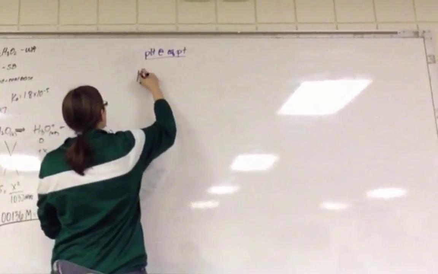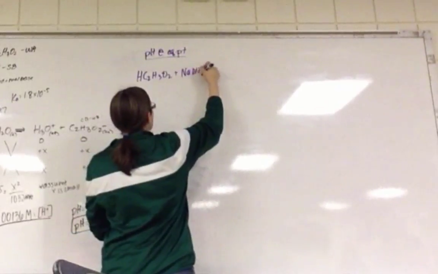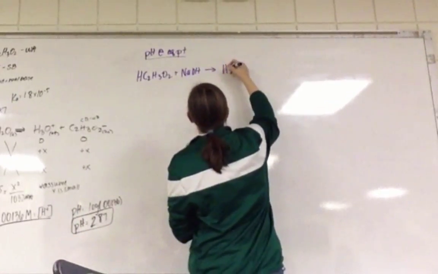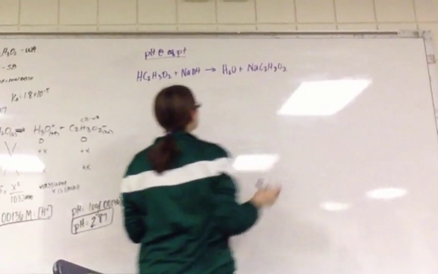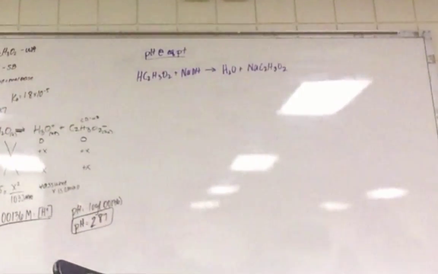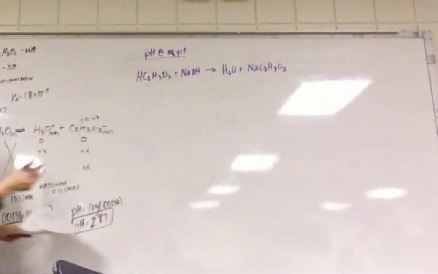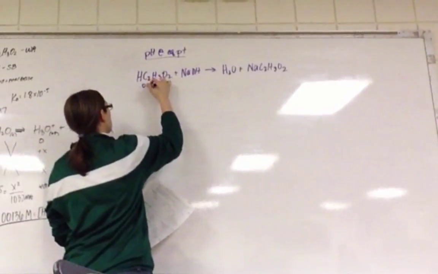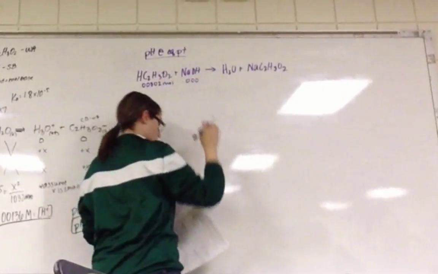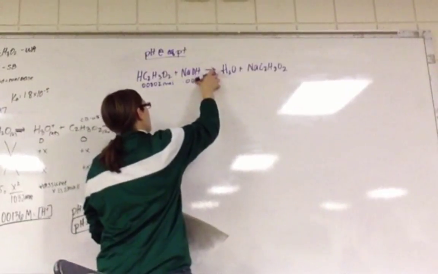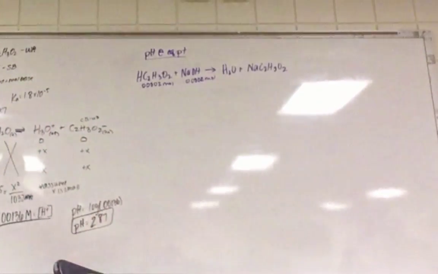So it's the same neutralization that we looked at in the last example, but we have acetic acid and sodium hydroxide making water and sodium acetate. Right, just a neutralization reaction here. At the equivalence point, we just solved for number of moles. We just determined at the equivalence point we have 0.00302 moles of acid and base.